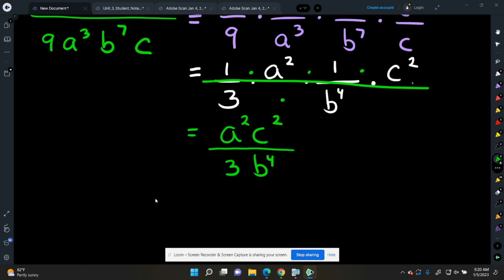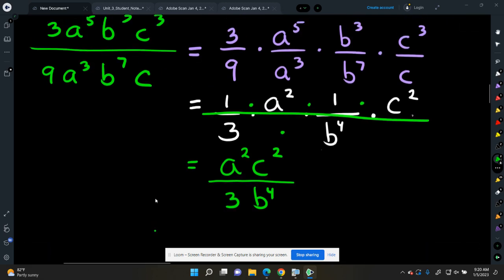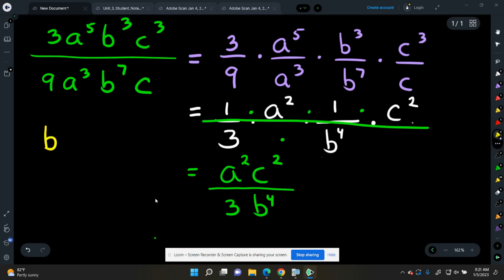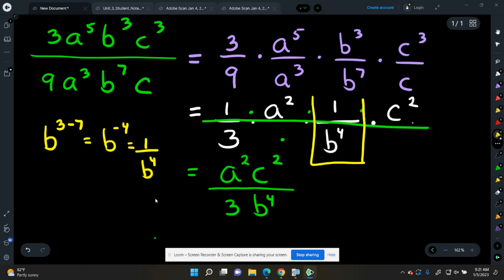Okay? Yes, Leilani. Why isn't the 4 in the b negative? Why is it not negative? Good question. If we just apply the subtraction rules, it becomes b to the 3 minus 7, which is b to the negative 4th, correct? Now, when we have a negative exponent, what do we do to make it positive? We flip it. So this becomes 1 over b to the 4th, which is what I did right here.